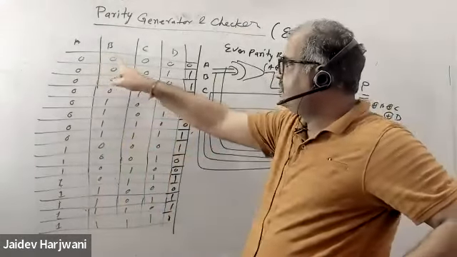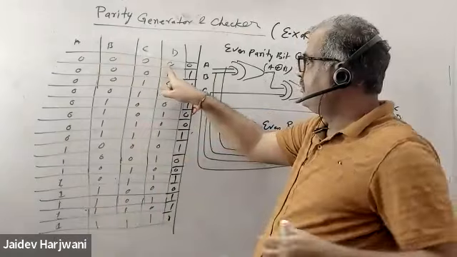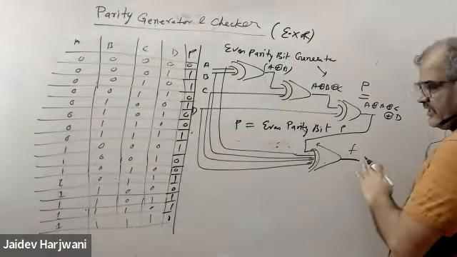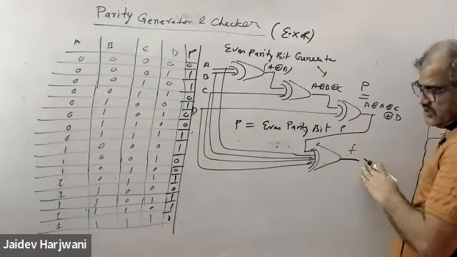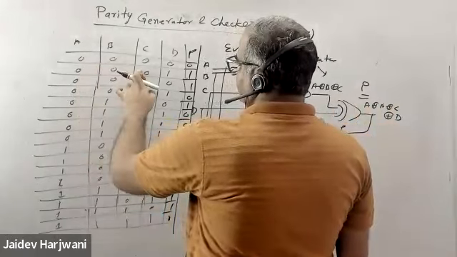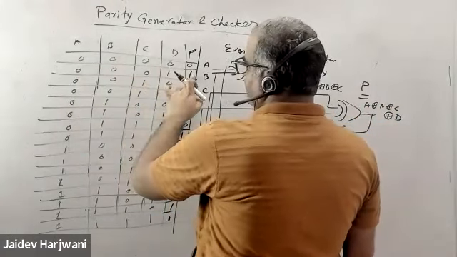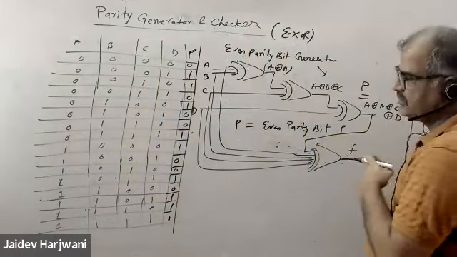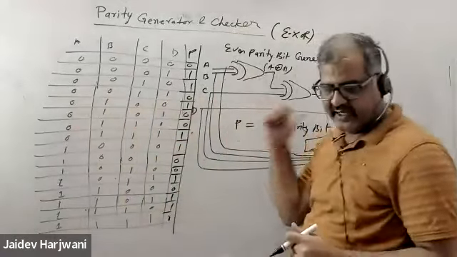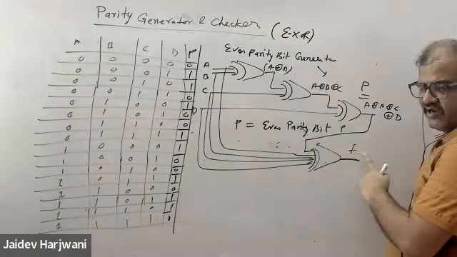Suppose I put 0 0 0 0 along with this parity 0. What will the output be? 0. Now if I put 0 0 0 1 along with parity 1, what will the output be? 0. So whatever I send here, I'll get the output 0.